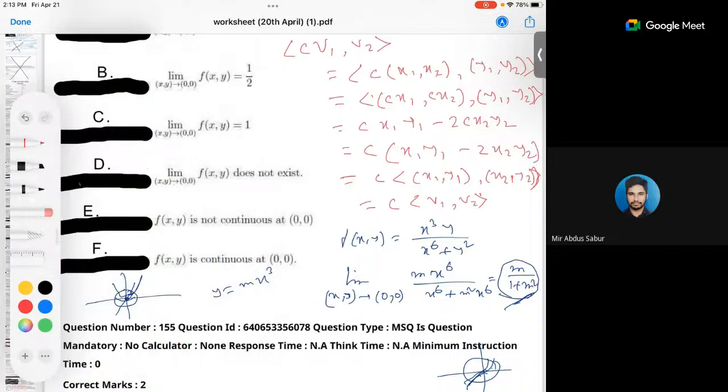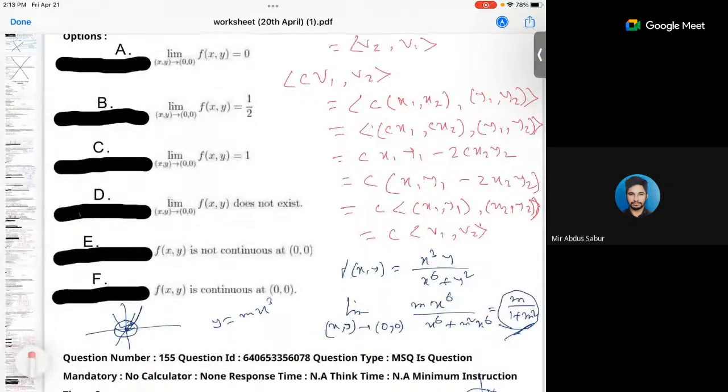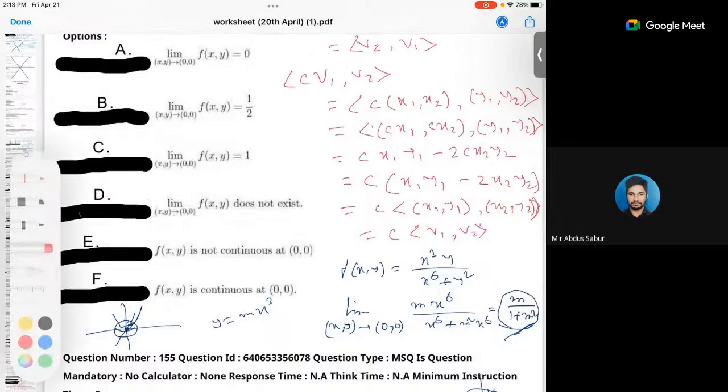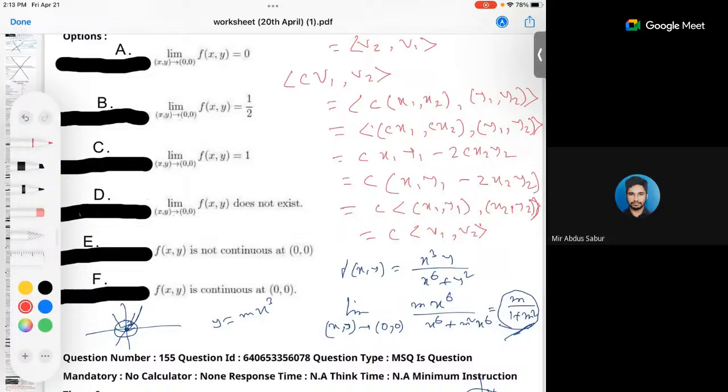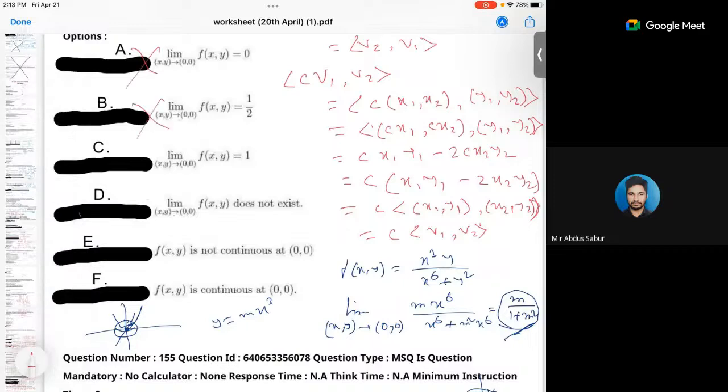So for this case, this one is false. This one is false. This one is also false. This is correct. Since the limit does not exist, the function is not continuous at the origin, right? So this is also correct.